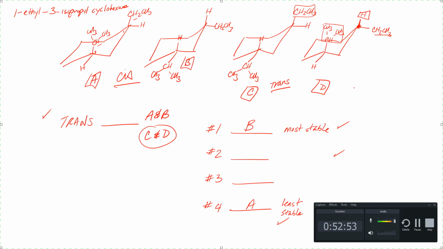Well, remember that when we were doing Newman projections, the size of the group makes a difference. The bigger the group that was gauche, the more unstable the interaction. So in this case, the bigger the group that's axial, the more destabilizing it is. So we want the small group axial as opposed to the larger group. So what's number 2? Number 2 is C. What's number 3? Number 3 is D.